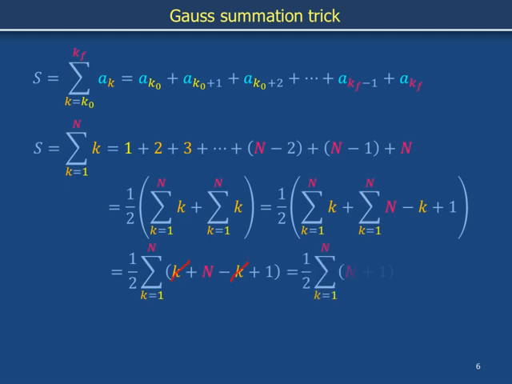Cancel the plus and minus k to obtain 1/2 times the sum from k equals 1 to n of n plus 1. Adding the constant number n plus 1 over and over again n times gives n multiplied against n plus 1, and dividing by 2 gives n times n plus 1 over 2. Adding 1 plus 2 plus 3 up through n gives n times n plus 1 over 2.